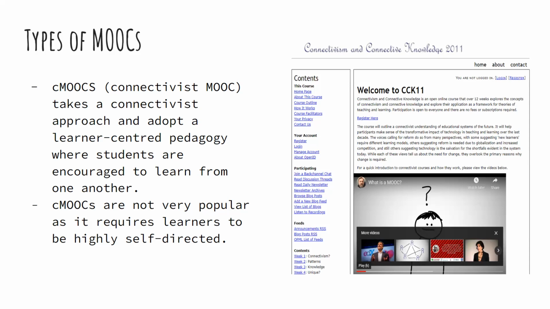So as you know now, there are two types of MOOC that we looked at. Okay, the X MOOC, which is more like a classroom, a course that you can face in university, and a C MOOC, which is more open and flexible in terms of how you learn. Okay.